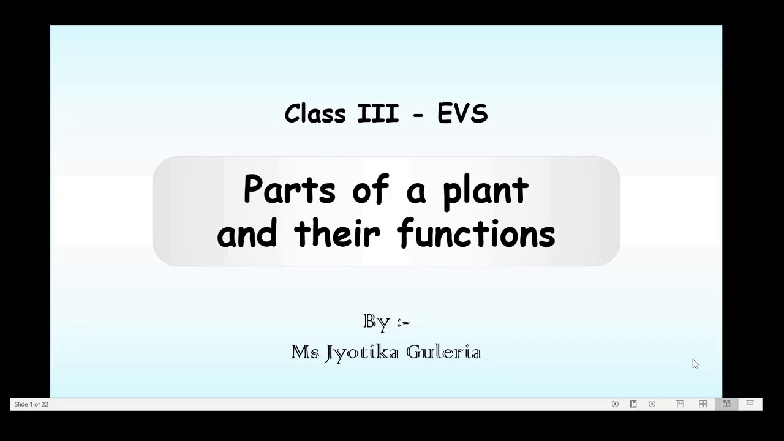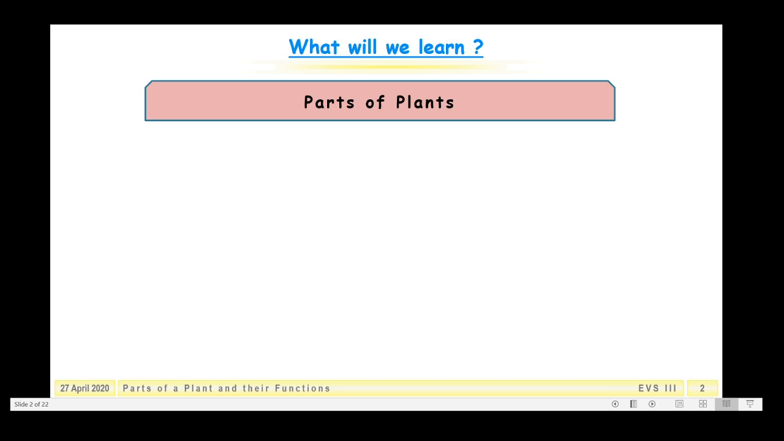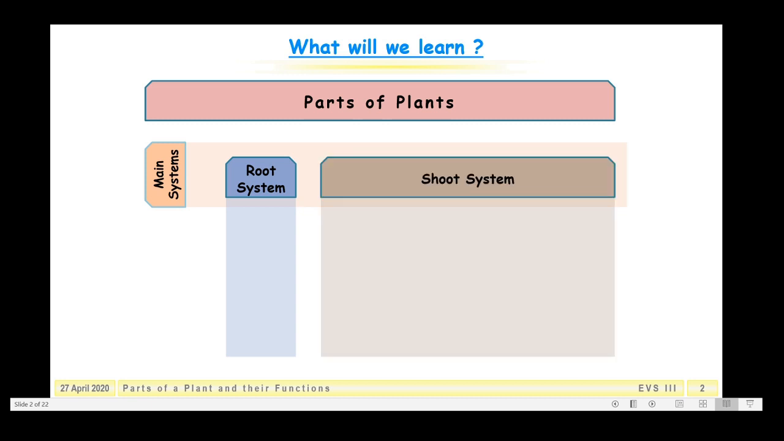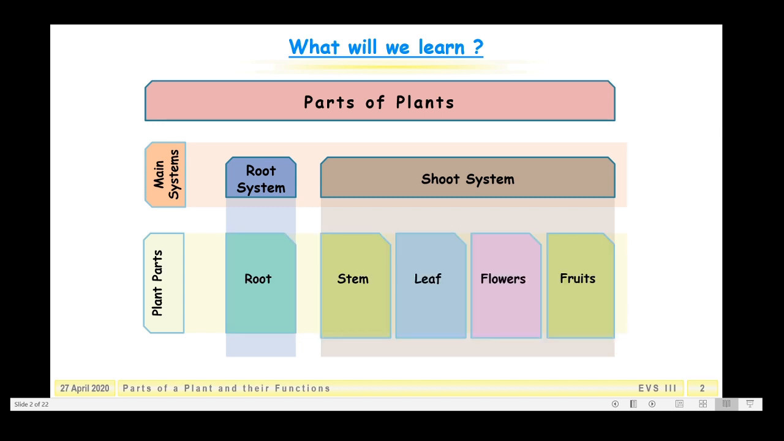So let us take up parts of a plant and their functions. Parts of plants. We know that there are two major parts, that is the root system and the shoot system. And root system is made up of the root, and the shoot system is made up of the stem, leaf, flowers and fruits. And all of you know that some fruits contain seeds also. So children, we have already covered root system in our previous session. So in this session, we'll take up the shoot system.